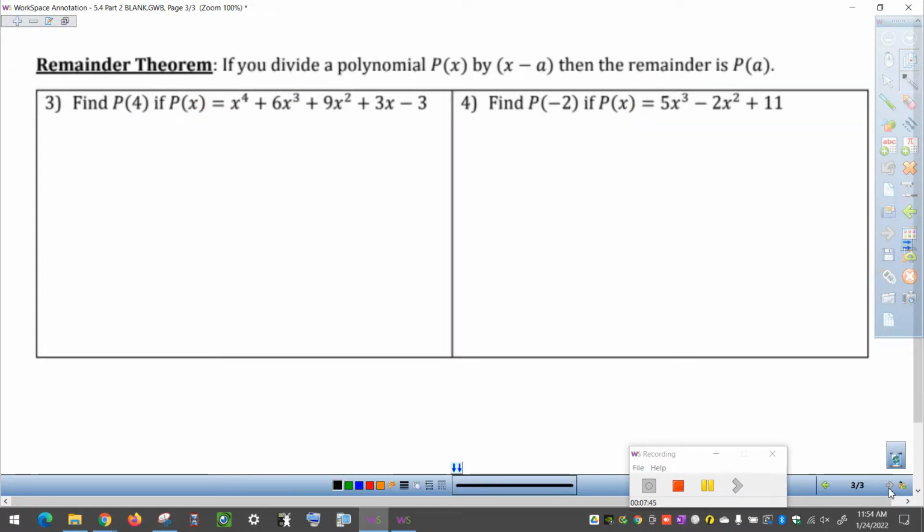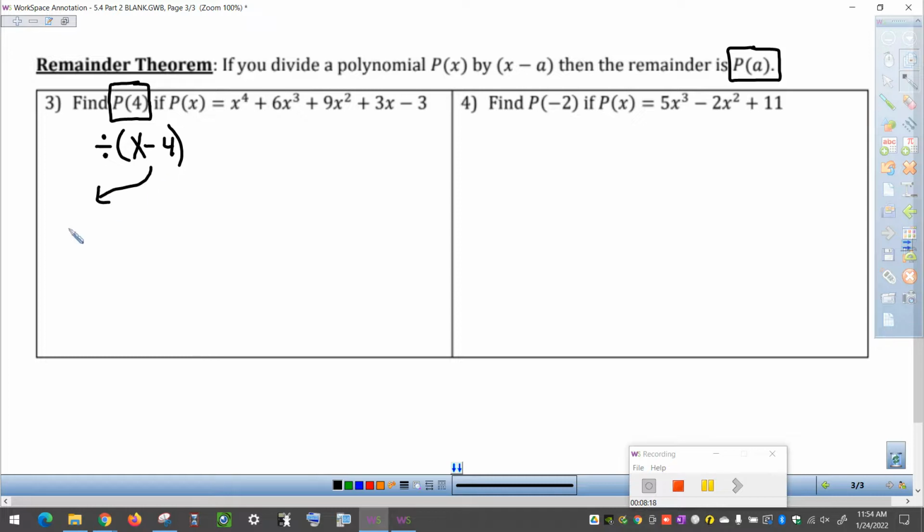The last thing we're going to look at today is called the remainder theorem. This is an application of the synthetic division process. The theorem states that if you divide a polynomial by x minus a, then the remainder is p of a. So let's try this out. In the next problem, we are going to want to find p of 4. According to the remainder theorem, that means that we are going to divide by x minus 4.